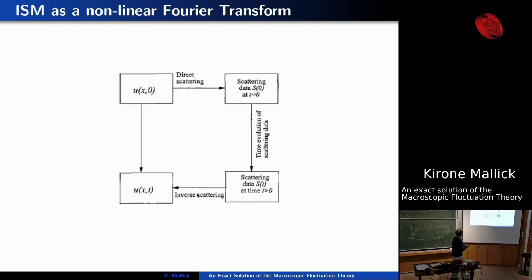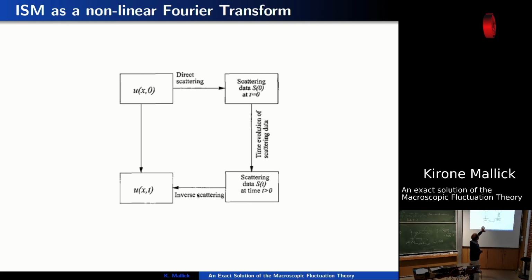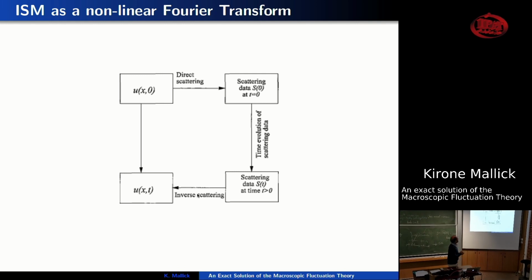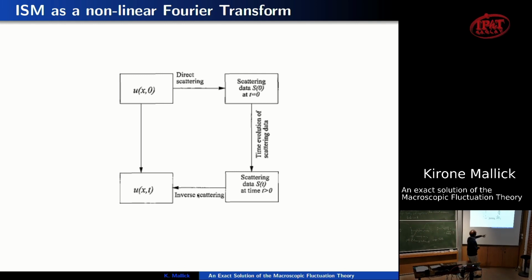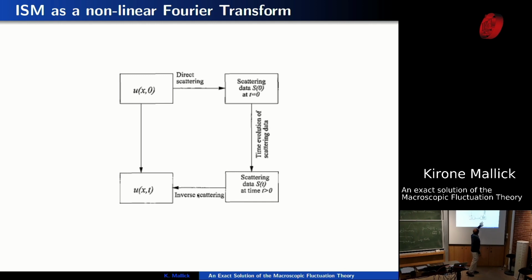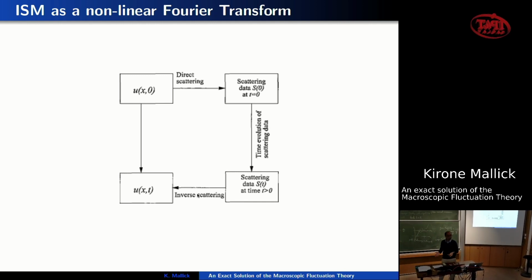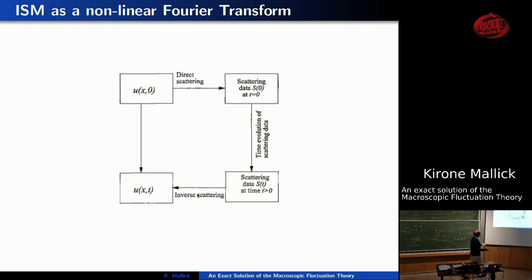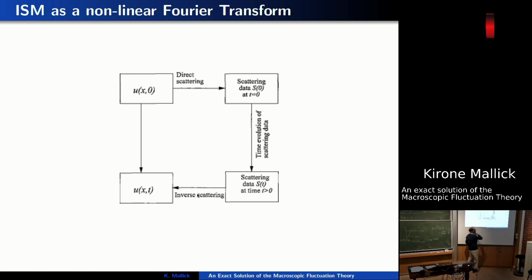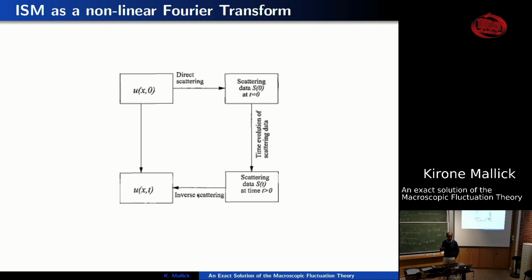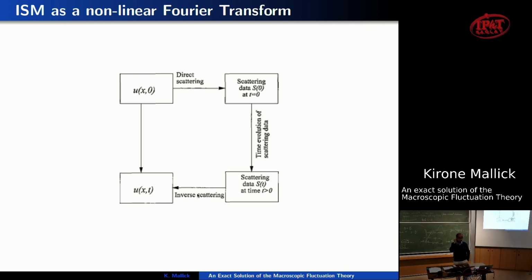So what you do, again, in this scheme, at t equal to 0, u(x,0) by direct scattering gives you the scattering data at time t equal to 0. The evolution of the scattering data, A bar, B bar, up to time t is trivial. A is constant and B is a pure phase. And then, by inverse scattering, you should be able to reconstruct, or to get information at least, about your solution of your KdV equation at time t.